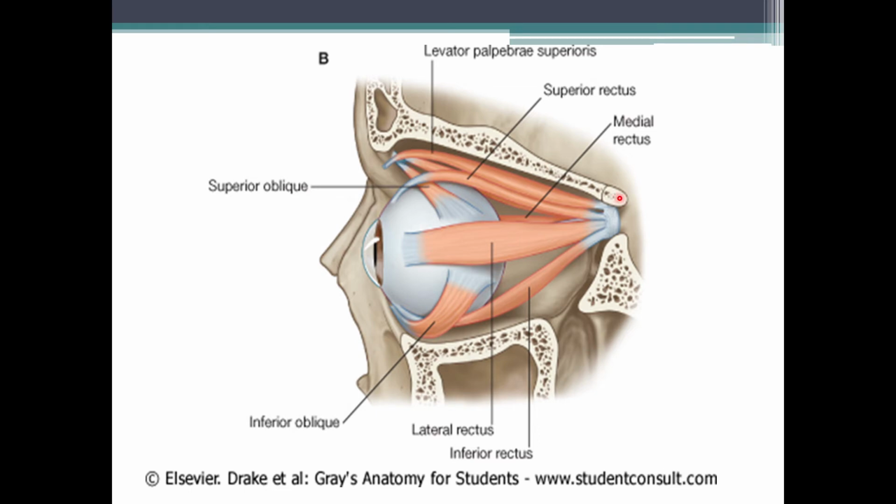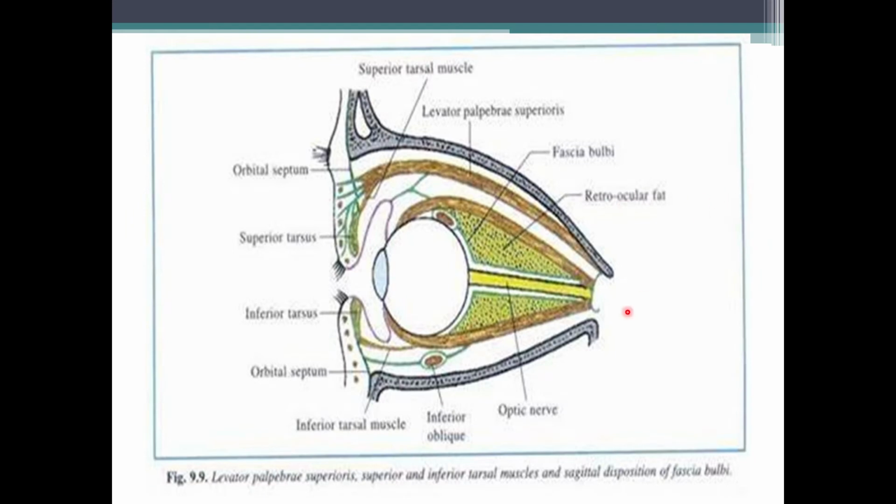Now the levator palpebrae superioris. It also goes above the superior rectus muscle, and some books say that it is a separated part of the superior rectus muscle only. As it goes forward, it gives three types of fibers. The voluntary fibers are the superior fibers, which pierce the orbital septum.